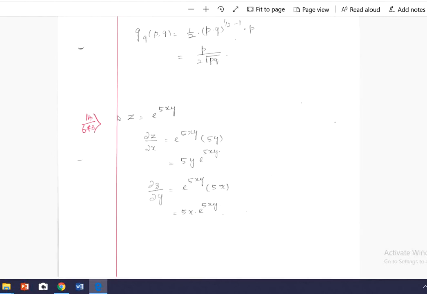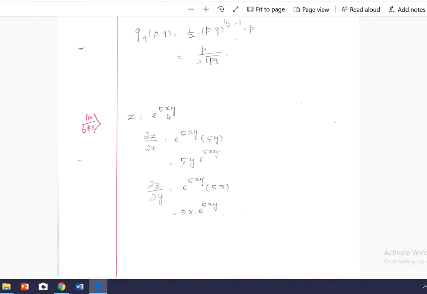The last question in this section is z equals e power 5xy. So dou z divided by dou x. What do you mean by dou? This one, it looks like 2. Actually, this is called the partial derivative. Dou z divided by dou x, and then dou z divided by dou y, because we have two variables. Now, first, we have to differentiate in terms of x.